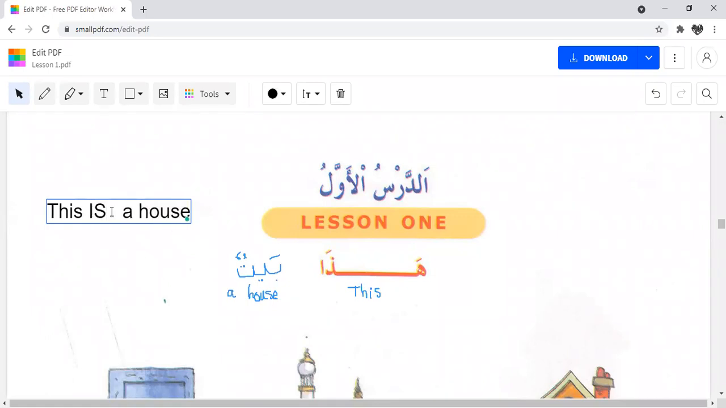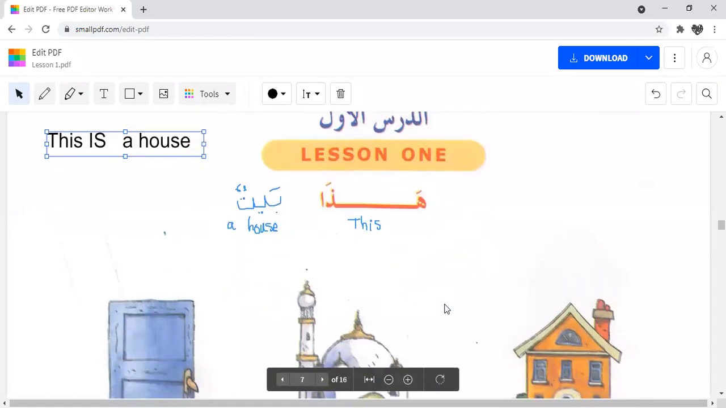So the is is missing in Arabic. There's no word for is in Arabic. So in Arabic, this is the correct sentence. Hada baytun would mean this is a house. So that was just the overview.